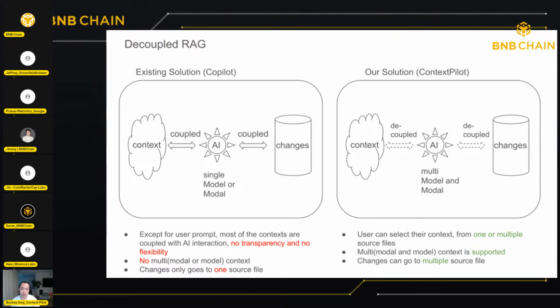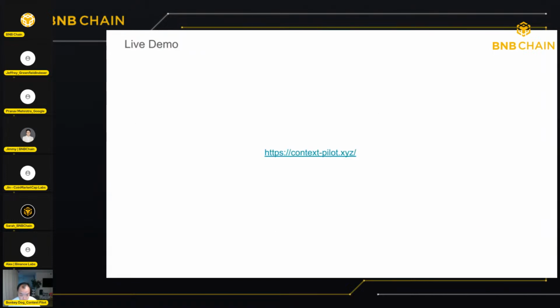So based on this, we try to simplify the solution by decoupling the RAG, giving developers more flexibility to organize their context from different sources and allowing them to apply changes to multiple destinations. We also try to integrate more types of AI models into our tool and support multi-model. So let me go to a quick demo first. Let me share my screen.